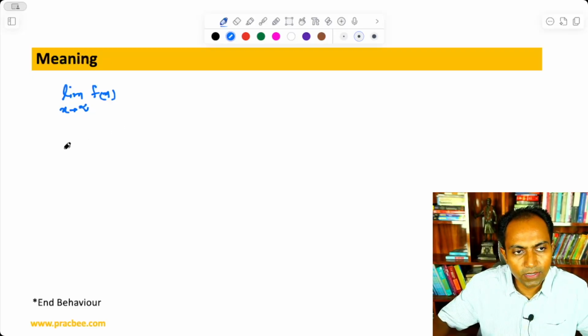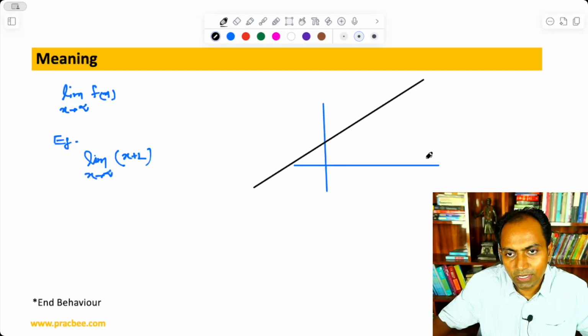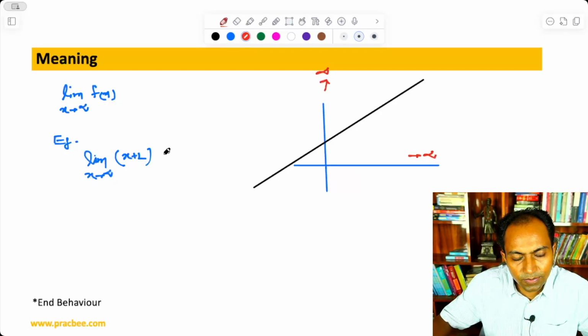That would ideally mean, if I take an example to understand it more clearly, limit x tends to infinity of x plus 2. This fundamentally means that if I draw the graph of x plus 2, I am going to get a straight line that starts from here and goes like this. You can see that when we are going into very big values, when x is going towards infinity, the value of the function is also tending towards infinity. So very clearly the answer becomes infinity.